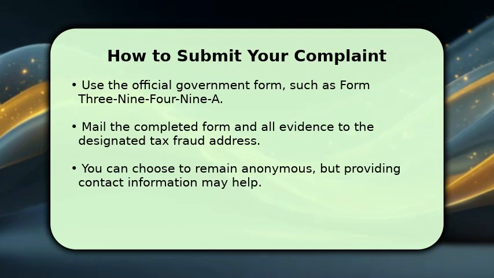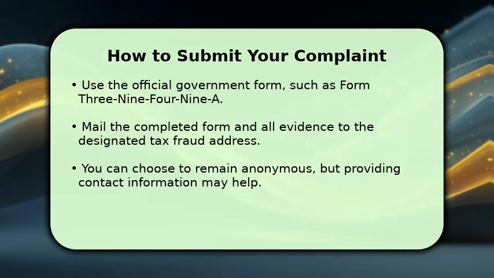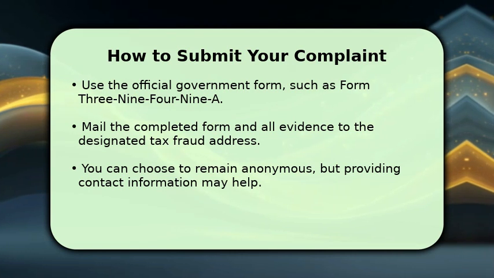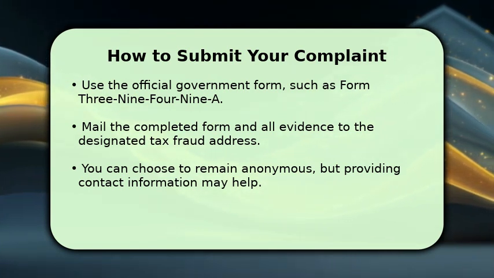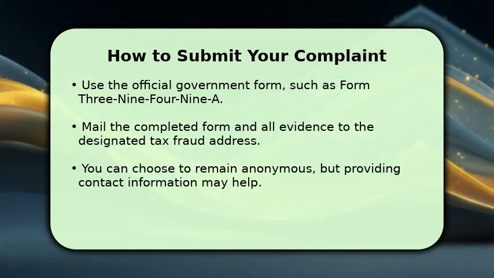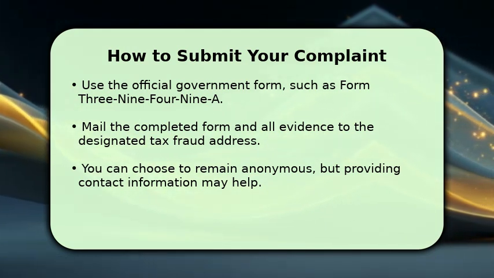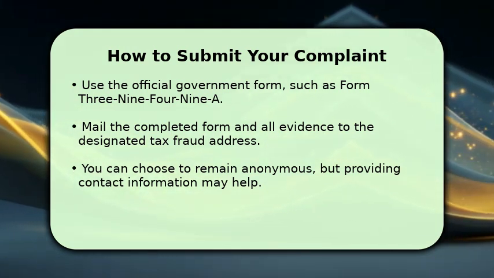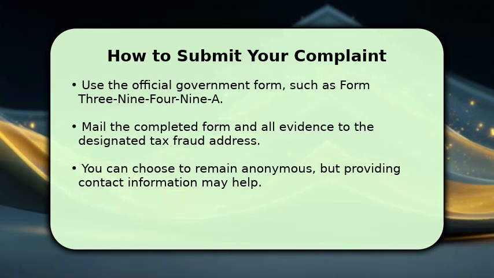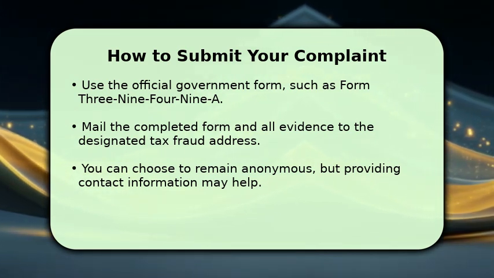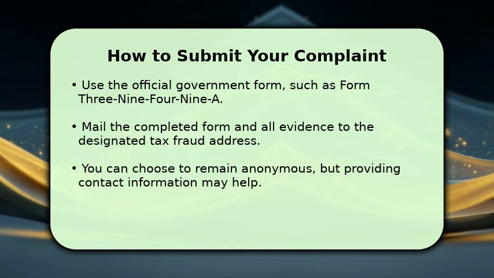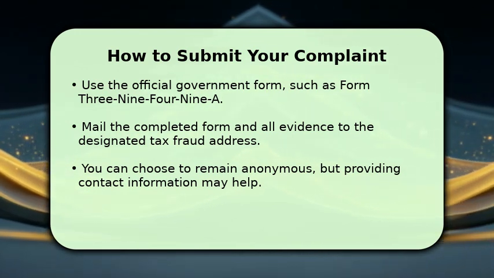The primary method is to use the official government form, often known as Form 3949A or Information Referral. Carefully complete this form, attaching all your gathered evidence. Then, mail the entire package to the designated tax fraud address provided by the tax authority. While you can remain anonymous, including your contact information might assist with further inquiries.